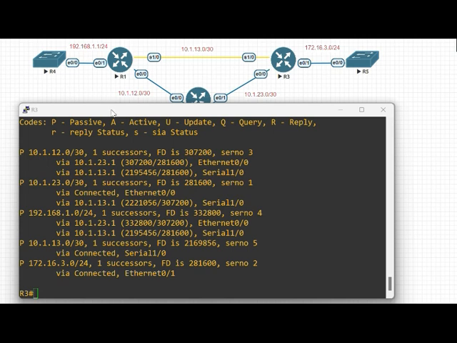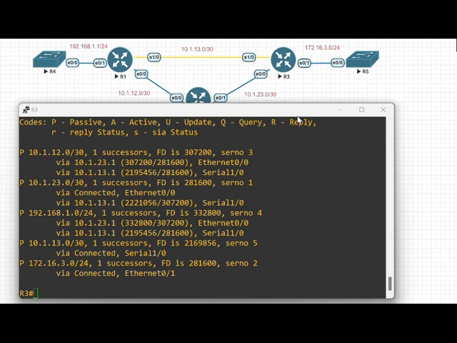So in this topology, where we have a feasible successor, that means, for example, if I am router 3 and I want to go to the 10.1.12 network, I have 2 paths, one from Ethernet and one from serial. So if the Ethernet path is down, it can go to the alternate path, the feasible successor path, through serial 1. But let's say serial 1 is not there or is not eligible to be a feasible successor, so it will not be in the topology table.